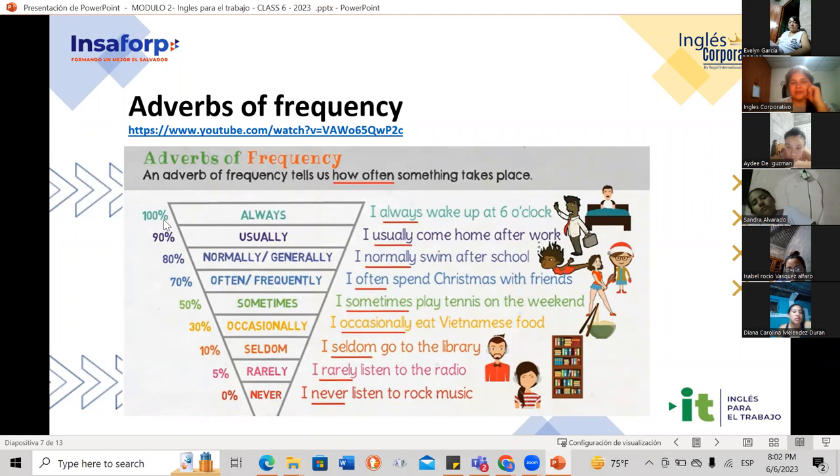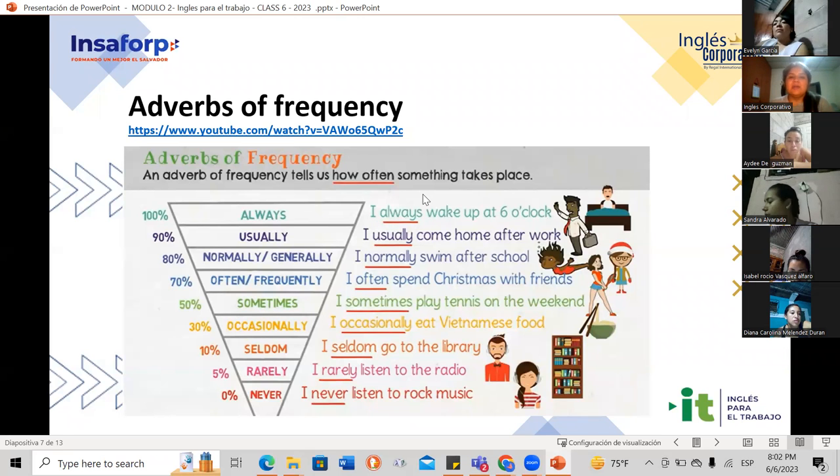As you can see here, we have 100%, that is always, okay? We have an example here. I always wake up at 6 o'clock. 90% usually. I usually come home after work. 80%, but it could be normally or generally. I normally swim after school, okay, 70%.